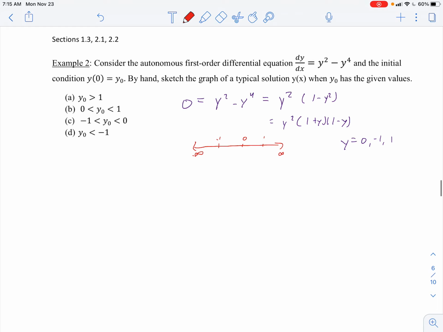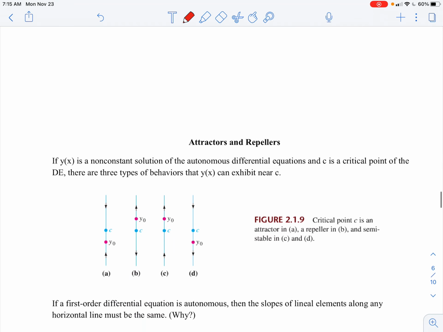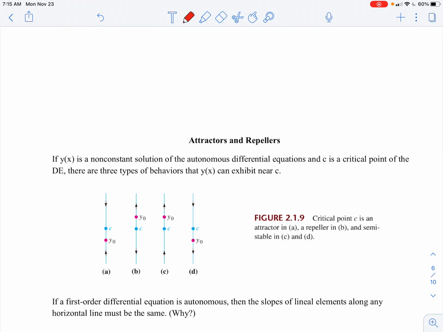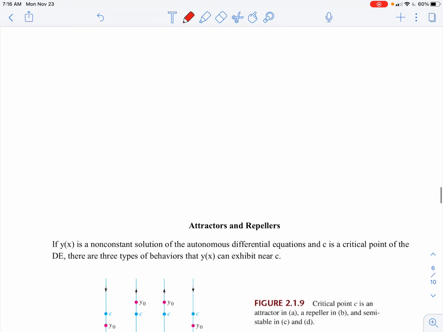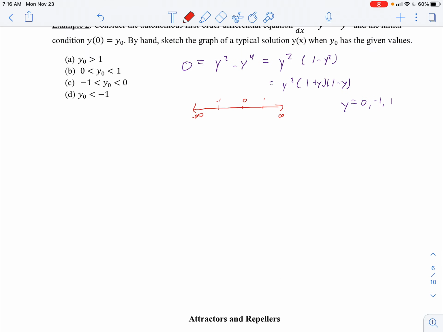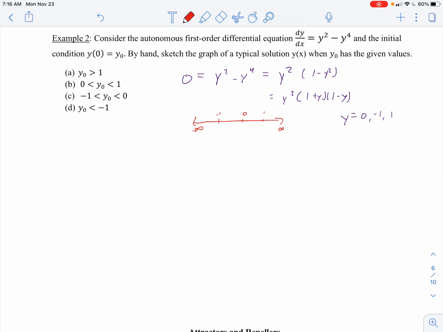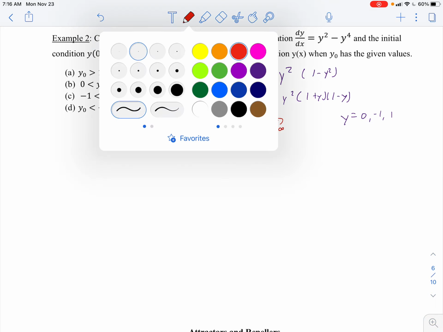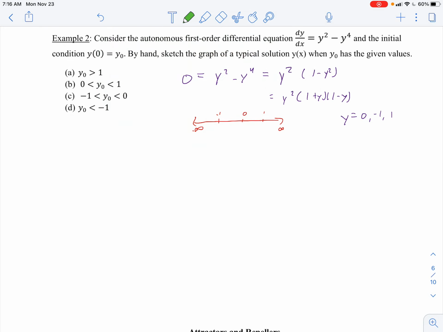I hate that it's done before attractors and repellers, but I'm just going to go ahead and show you what the graph's going to look like. We're going to plug in a constant between negative infinity and negative 1. We can pick any value; you could pick negative 2 or negative 3. I just picked negative 4 because it's bigger and easier to tell just by looking.